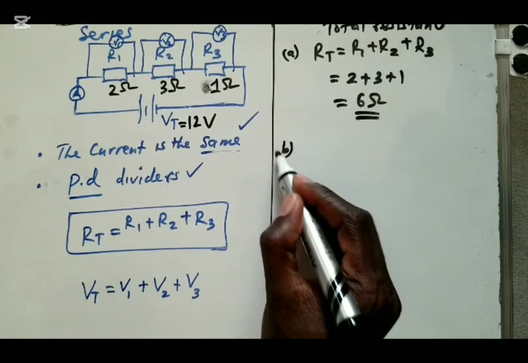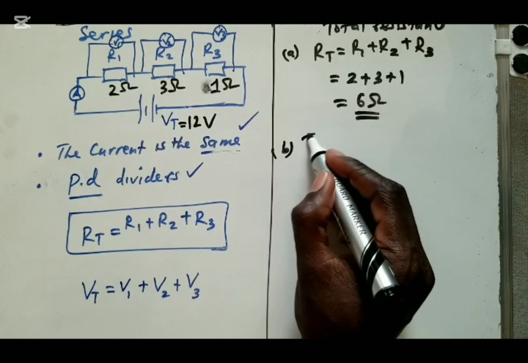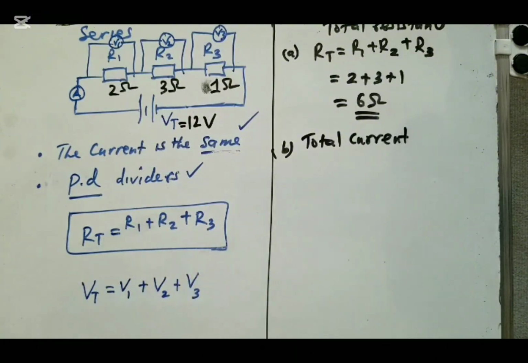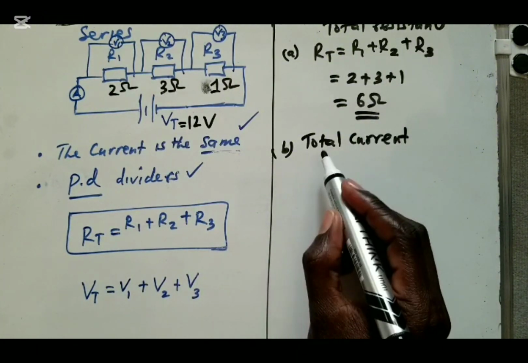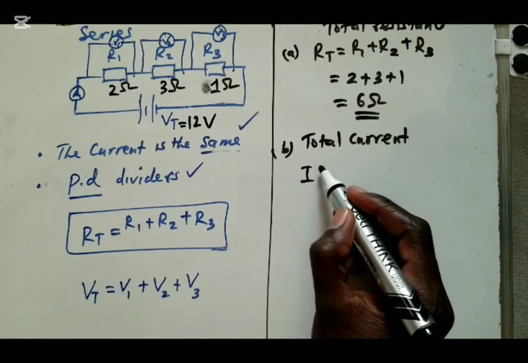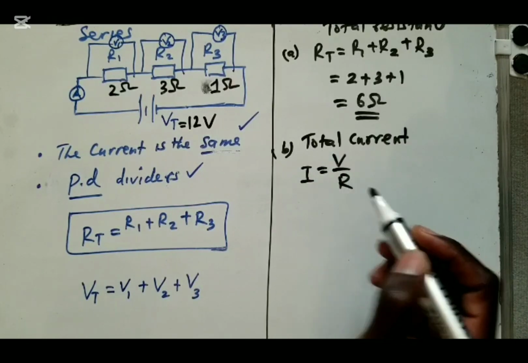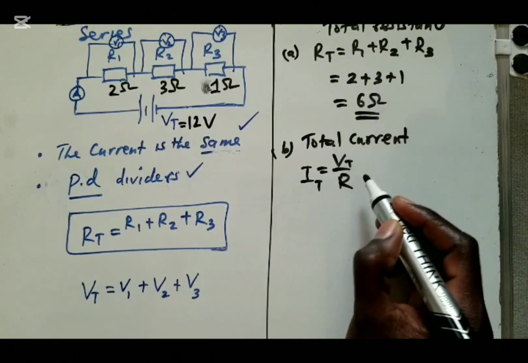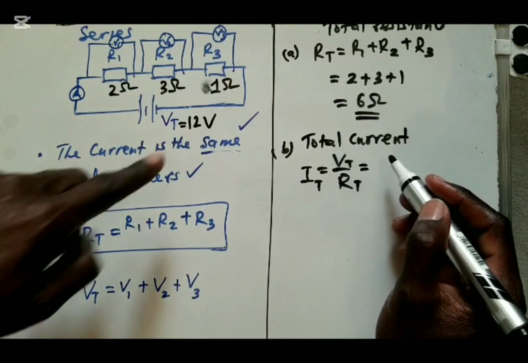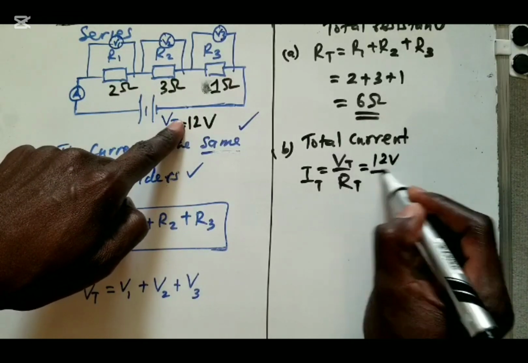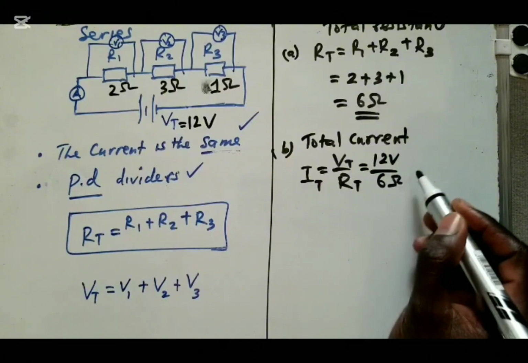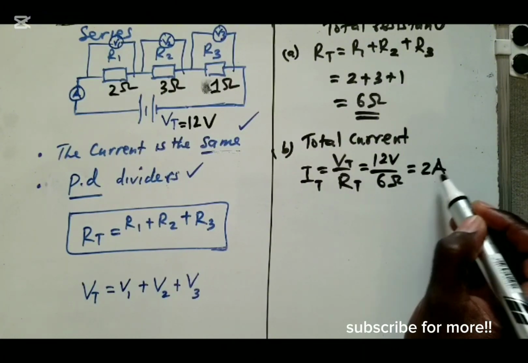Suppose the question was asking you to find the total current in the circuit. How do we do that? According to Ohm's law, current is equal to voltage over resistance. So the total current will be the total voltage divided by the total resistance. The total voltage is 12 volts divided by the R total, which we just found, 6 ohms, and hence that will give you 2 amps.